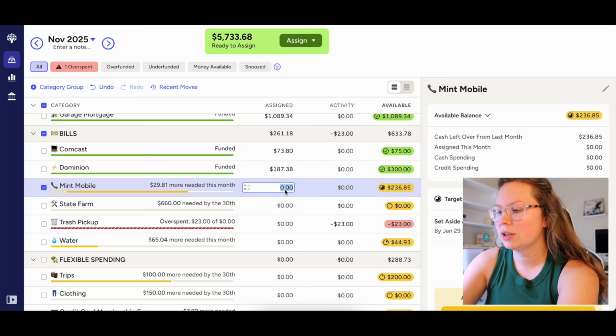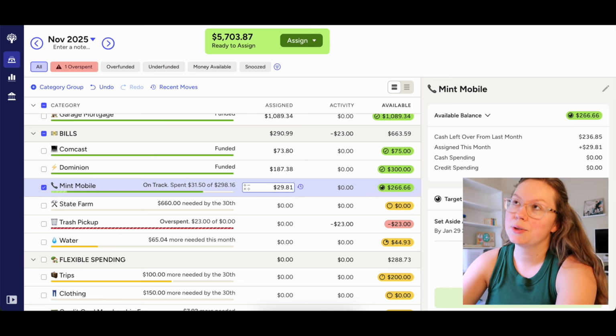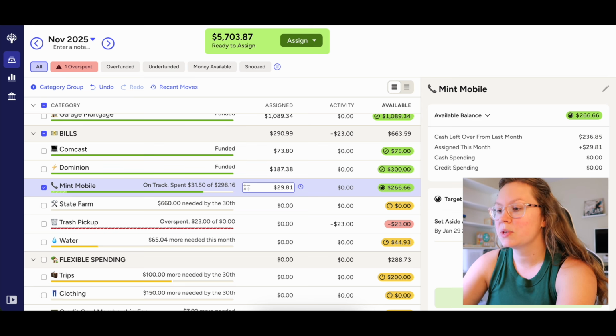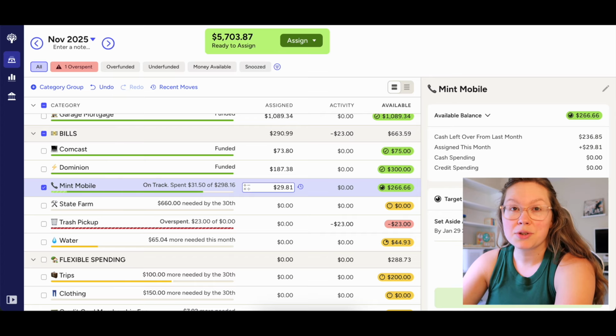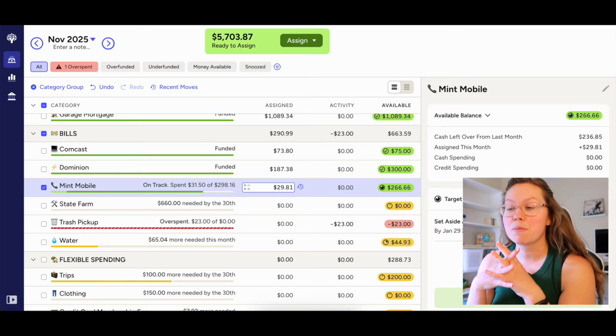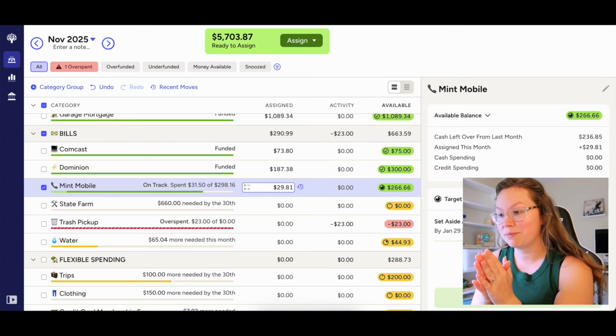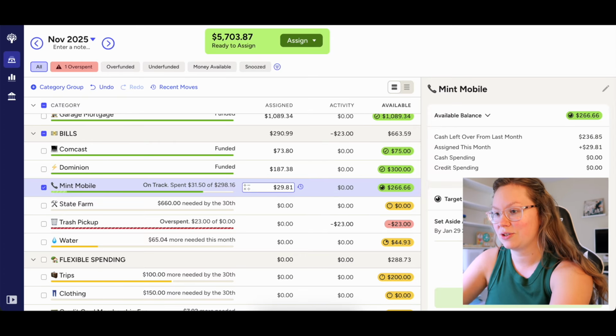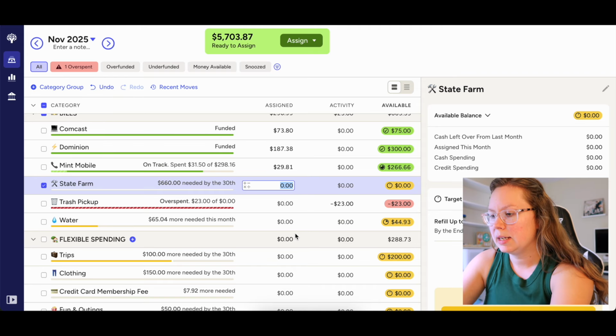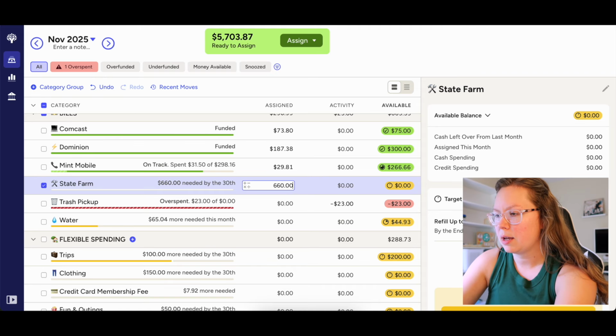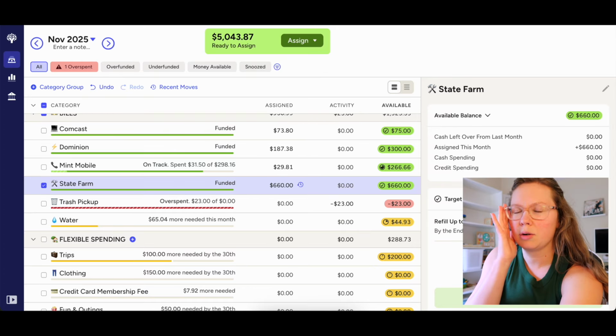Mint Mobile, we've actually had that now for a year. We just had our 1-year anniversary and I absolutely love it. We've had zero problems. We pay $30 a month together for both of us to have our phones, which is just great. Our State Farm did go up a bit because we changed our policy a little bit.